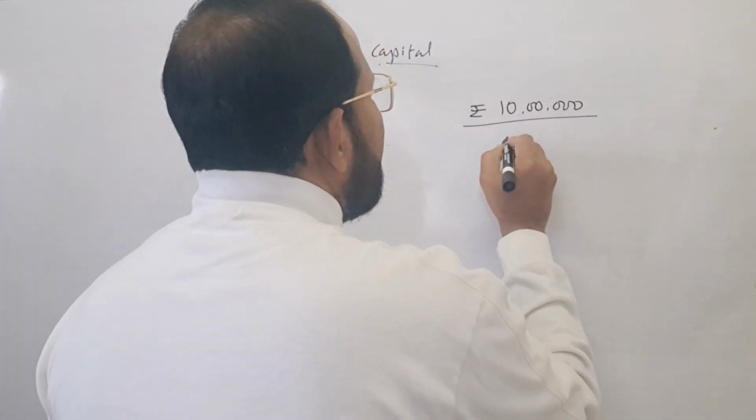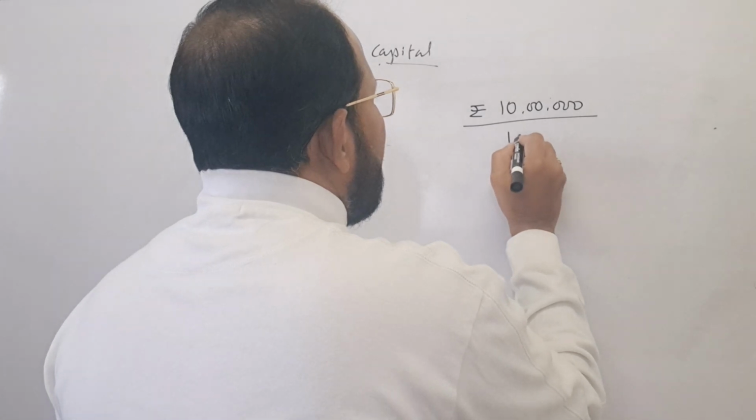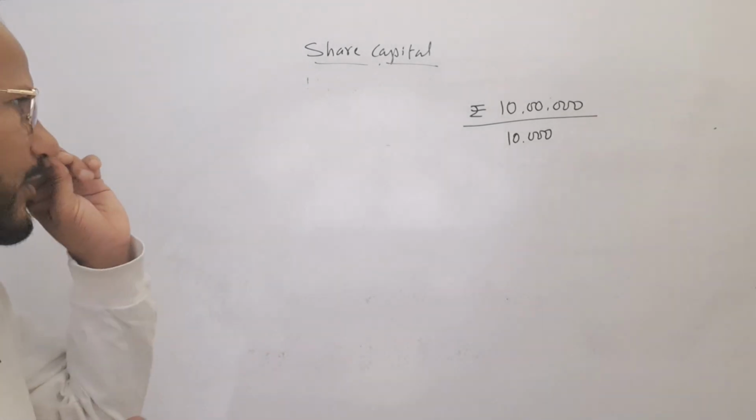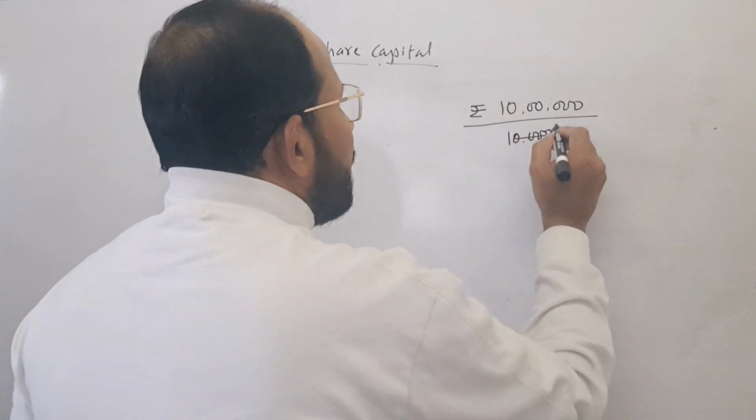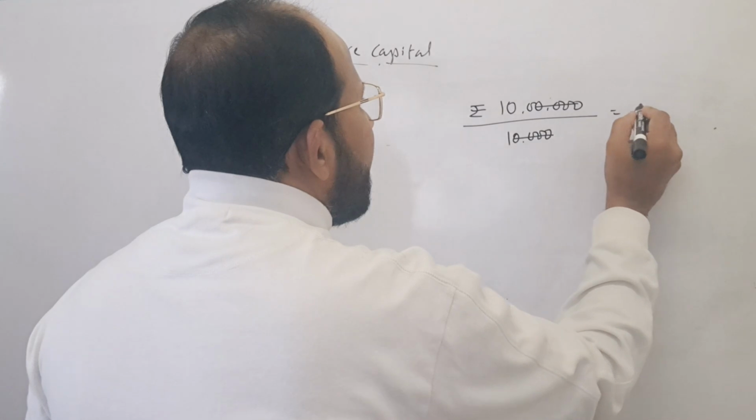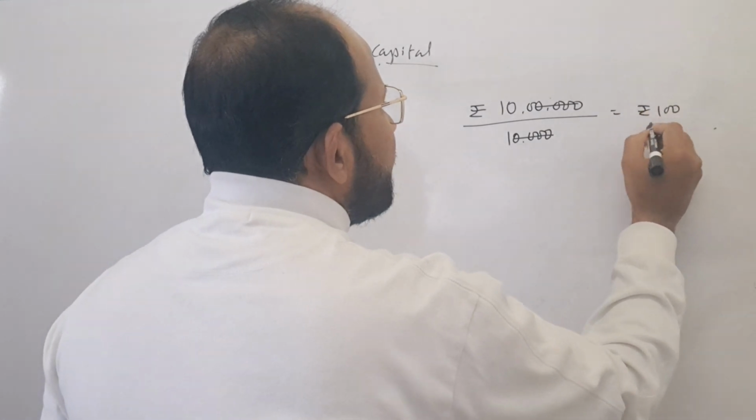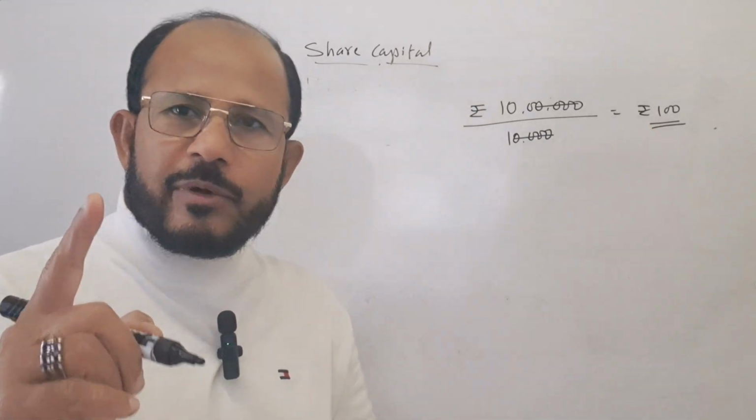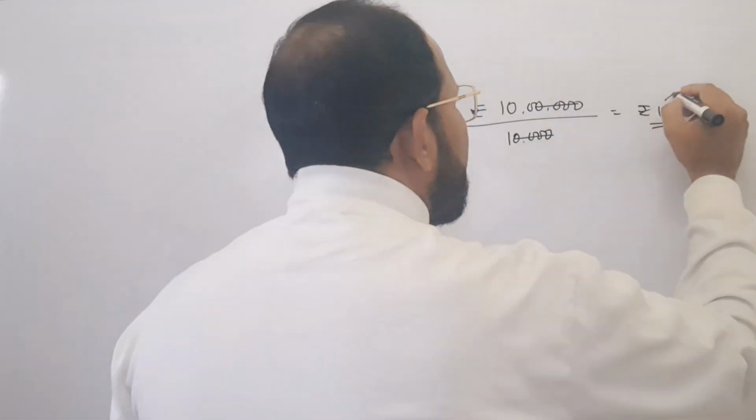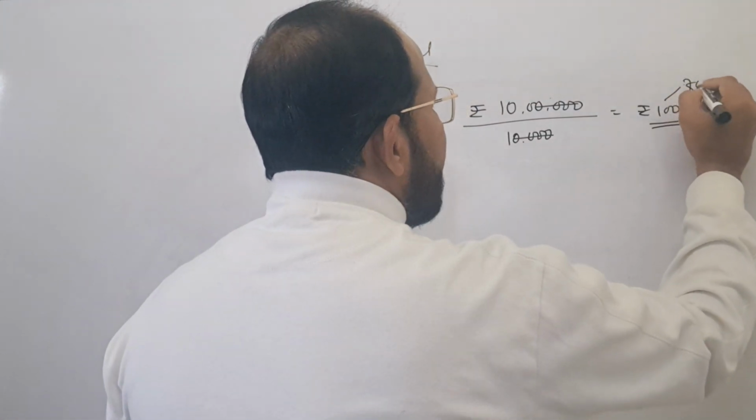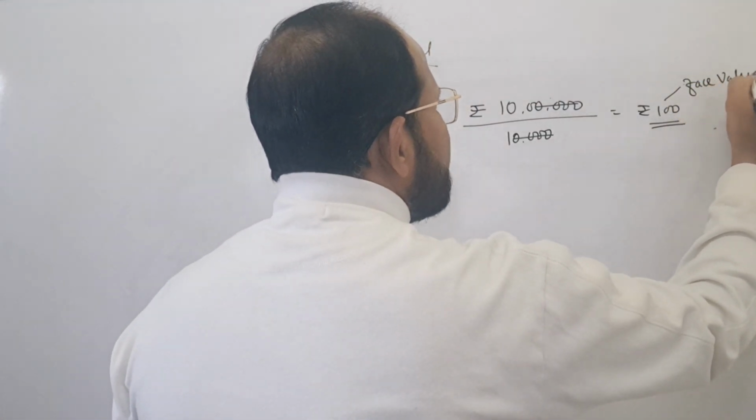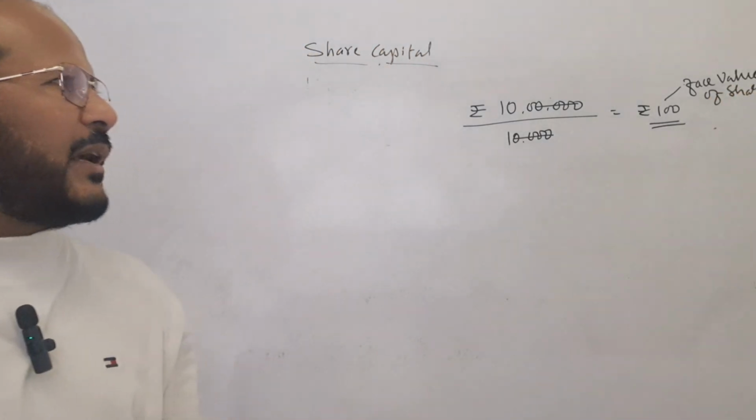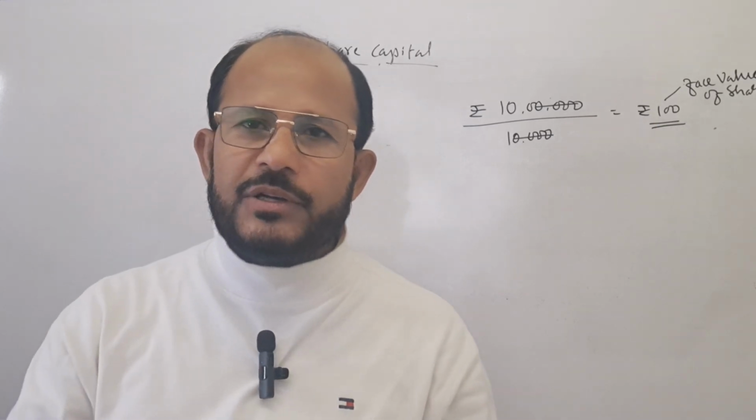Try to understand here. Assume here 10,000 units company is going to make. Therefore, here per unit we get how much? Rupees 100. This rupees 100 is nothing but value of each unit or share. What is this? This is the face value we call. Rupees 100 is nothing but the face value of a share.